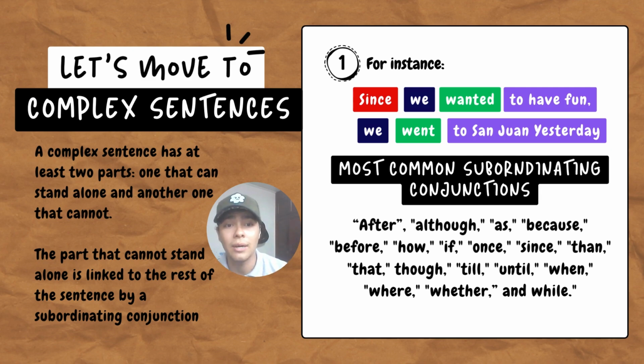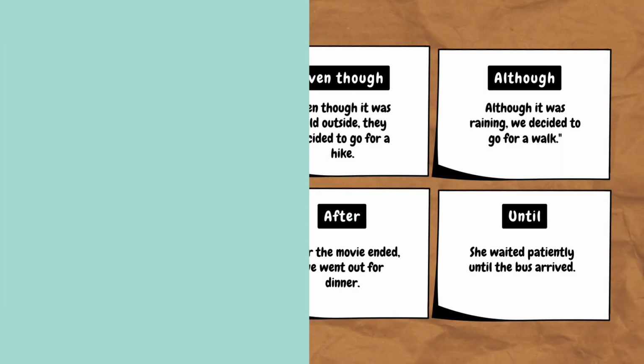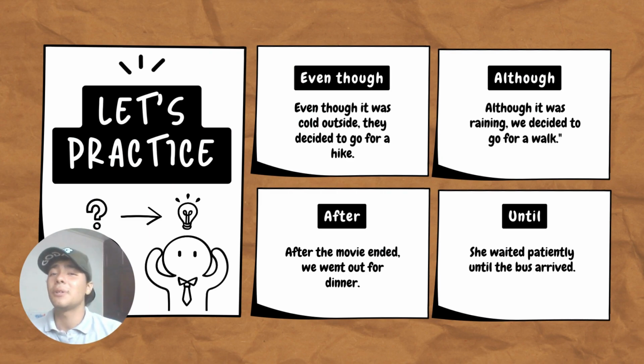Here we have after, although, as, because, before, how, if, once, since, that is the one that we have above, then, that, though, till, until, when, where, whether, that means the same as if, and while. So, the same as we were doing in the last exercise. But in this case, I'm going to give you some examples with even though, although, after, and until.